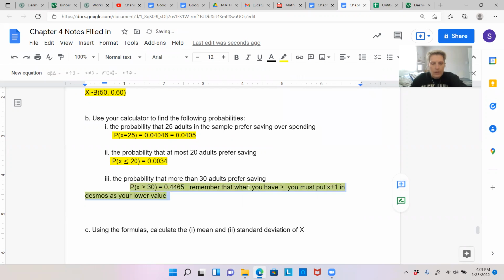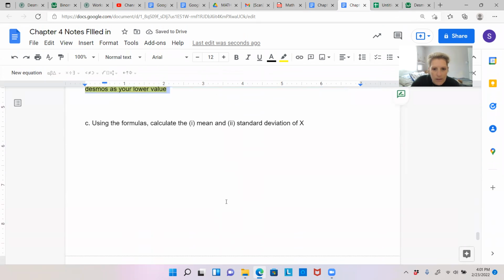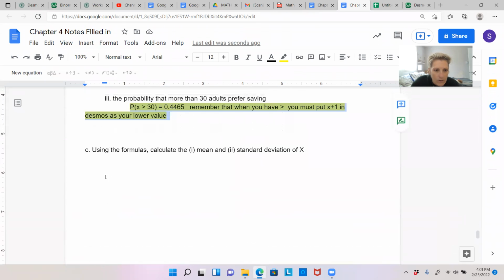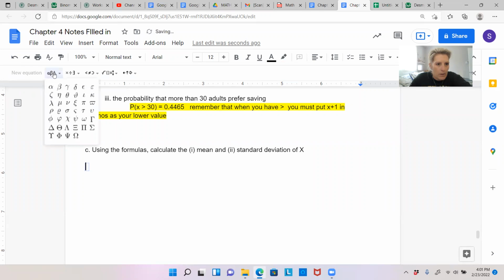Okay. There's that one. Then part C says, use the formulas, calculate the mean and standard deviation. So the mean is going to be mu. Let's just go ahead and make sure we're using the right symbols here. And I missed this yesterday too.